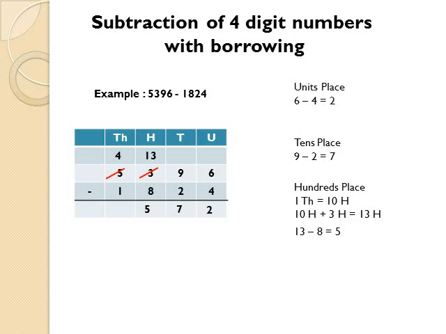Now subtract the digits in thousands place. 4 minus 1 is equal to 3. So write 3 in thousands place. And your answer is 3572.